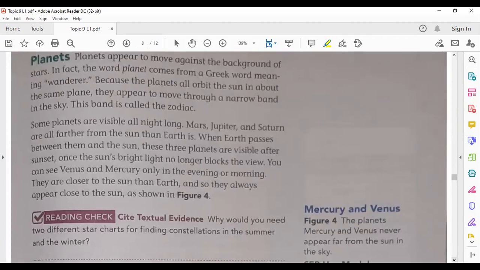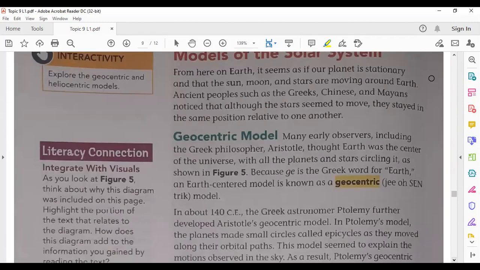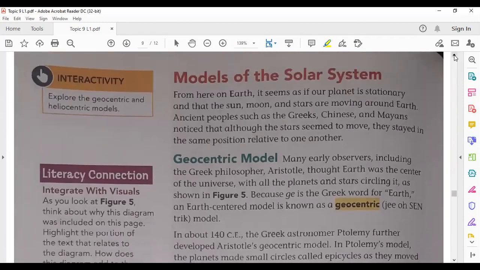Look here. Now, I don't want to take too long on these, but I need to know from you. It's very important to know what is the meaning of geocentric model.